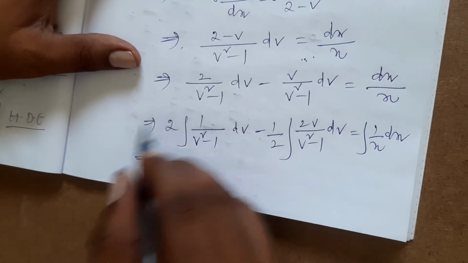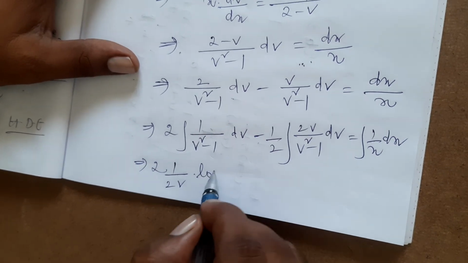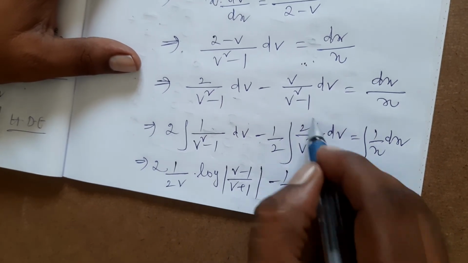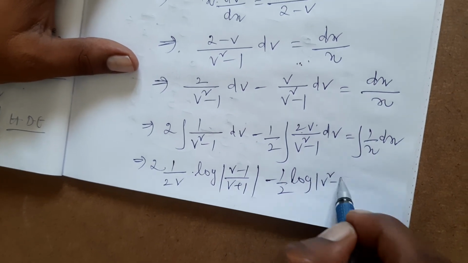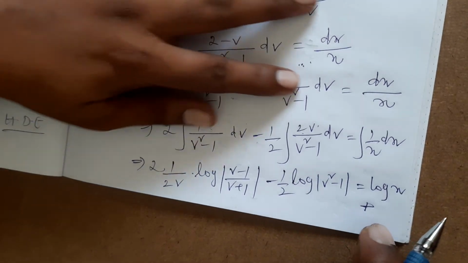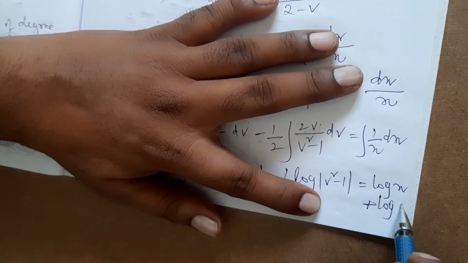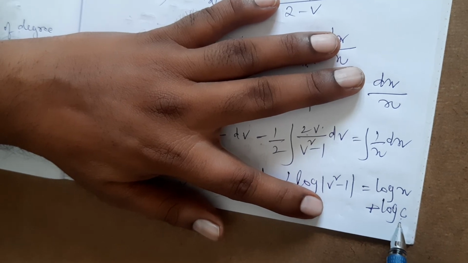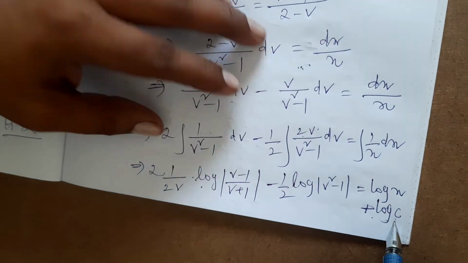Now 2 into, what is the formula for this one? The integral of 1 by (x square minus a square) is 1 by 2a into log mod of (x minus a) by (x plus a). Minus 1 by 2 into the integral of f dash x by f x, which is log mod of (v square minus 1), equals the logarithm of x plus the integration constant. Every term contains a log now, so the integration constant I can also write as the logarithm of c. To get the best solution I am writing log c. If you are confused, you may keep c also, no problem.